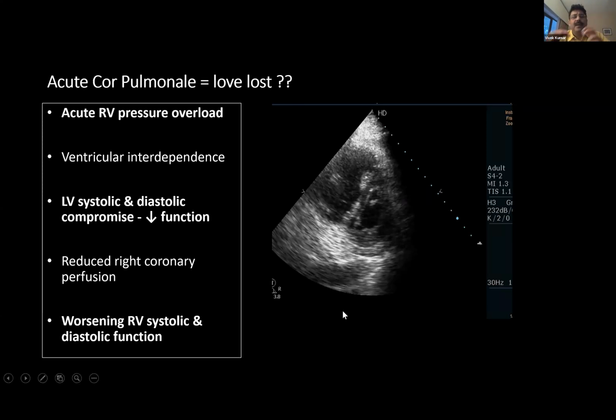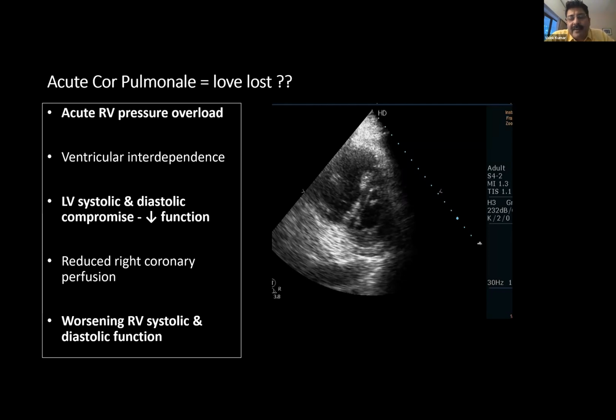Okay, so what happens in acute cor pulmonale? There is an acute RV pressure overload, and the RV cannot handle the pressure. It is a thin and distensible chamber, so it distends. But even after distending, there is huge pressure.